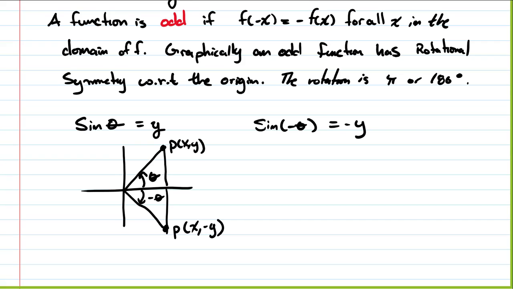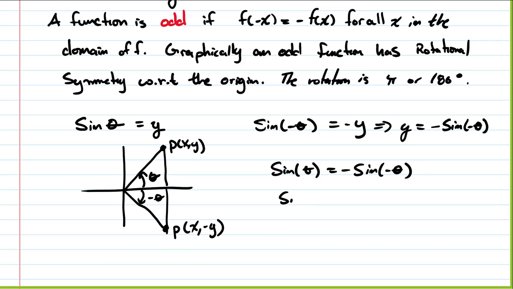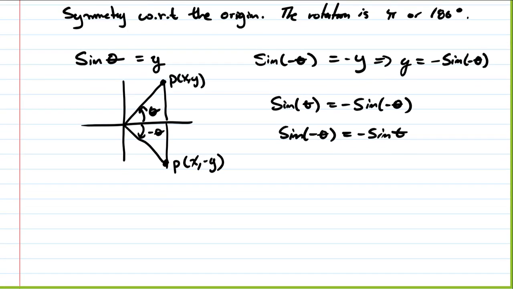So then combining these two things, solving for y, y is equal to the negative sine of negative theta. So that would give me that the sine of theta is equal to the negative of sine of negative theta, or sine of negative theta is equal to the negative sine theta. Chaining all those together, by definition, this tells us that sine is odd.